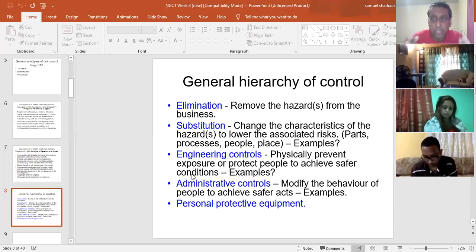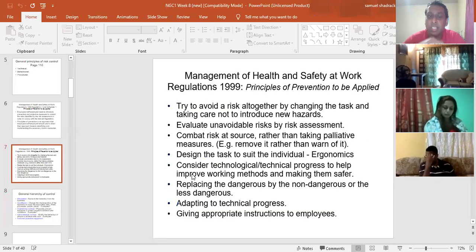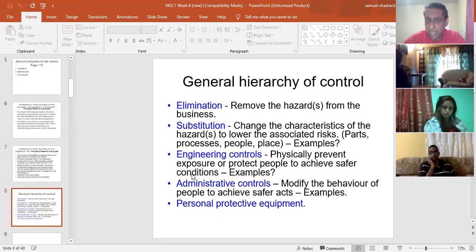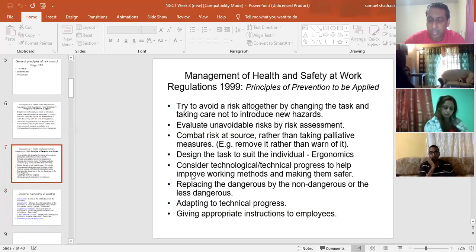So what I want to show you is that it is like a play on words. If you go back and forth between the principles of prevention and the hierarchy of control, they say the same thing, but with different wording. The principles of prevention say try to avoid, but isn't trying to avoid the same as eliminating? So try to avoid is the same as eliminate.